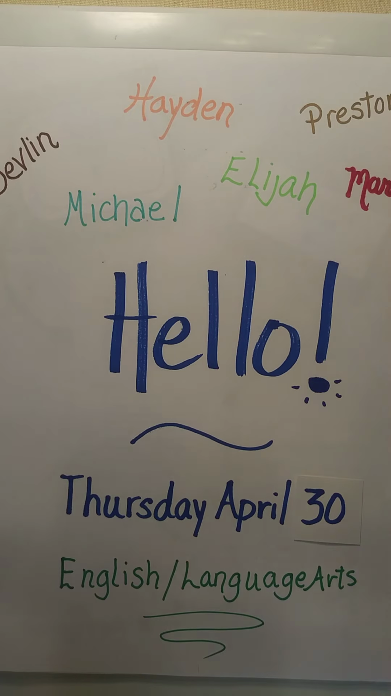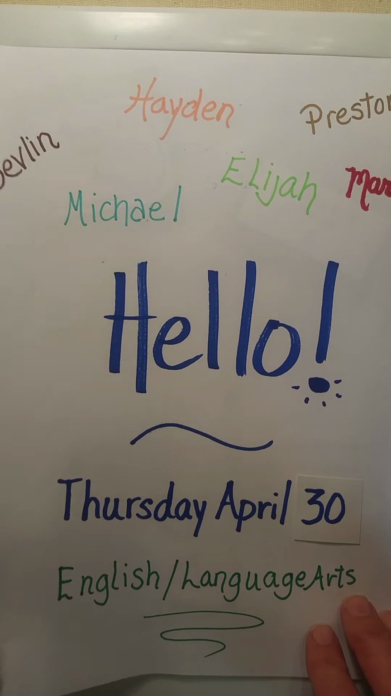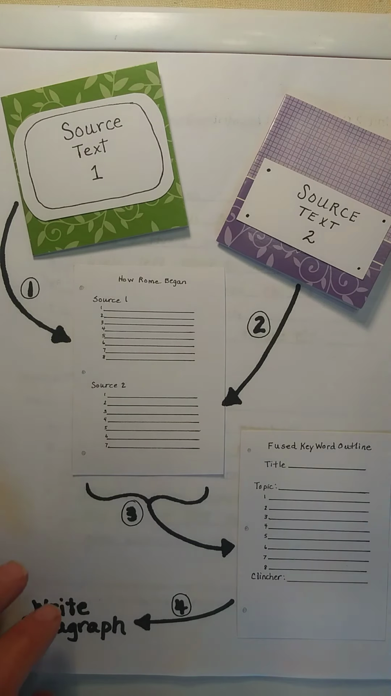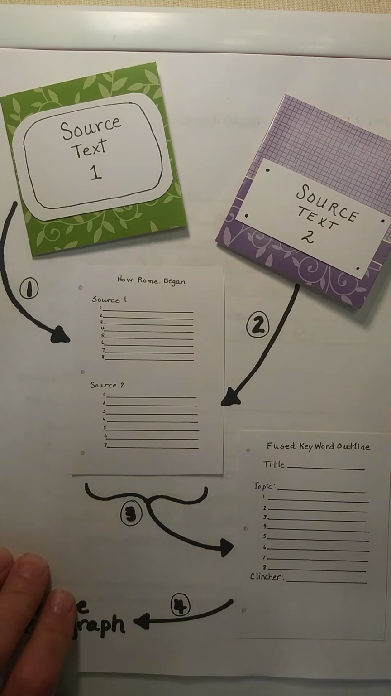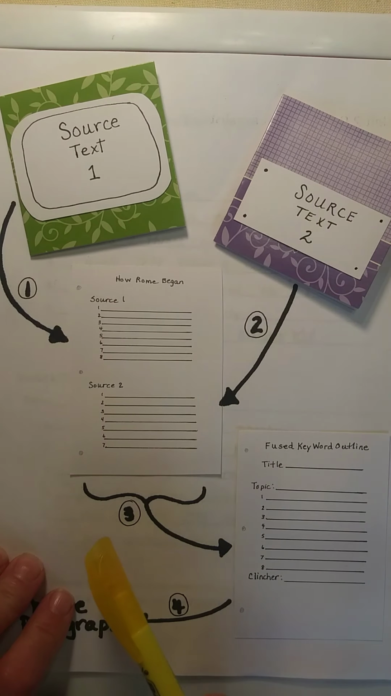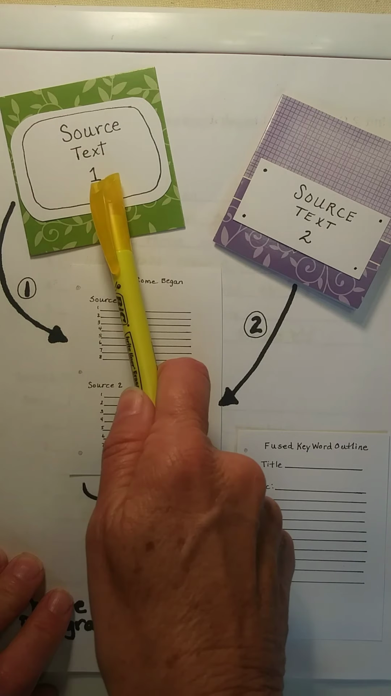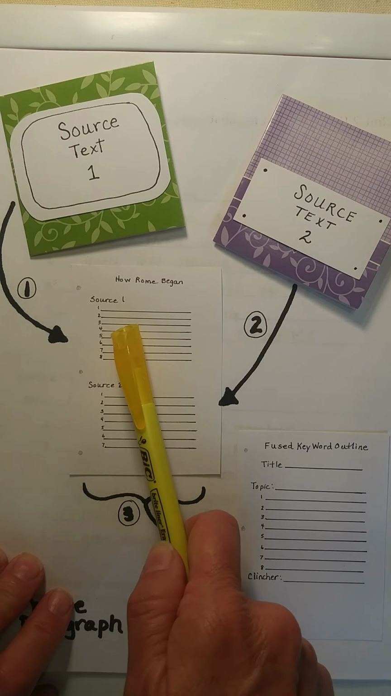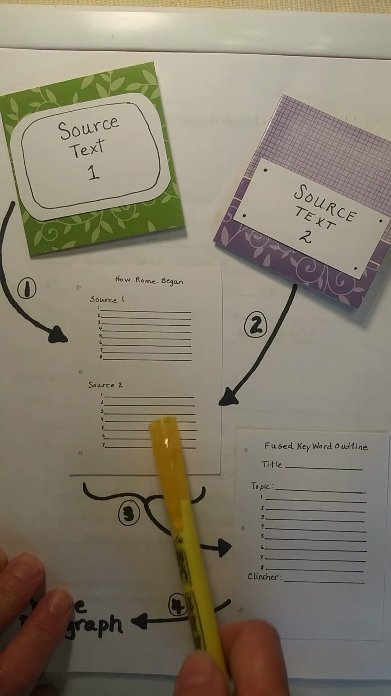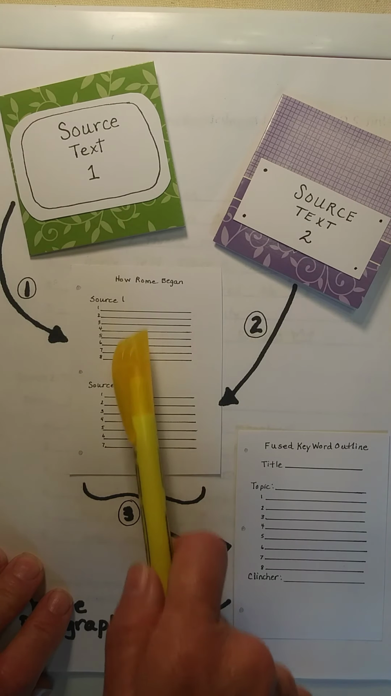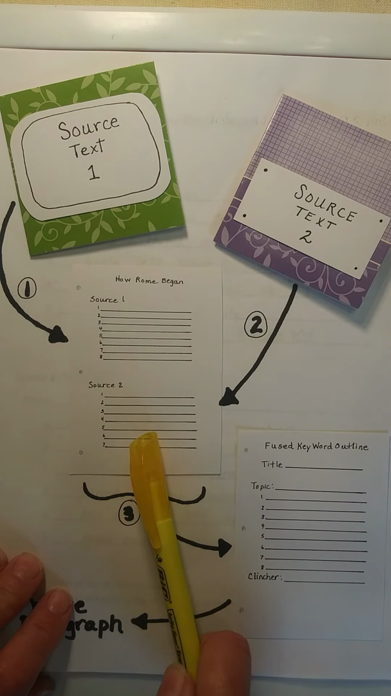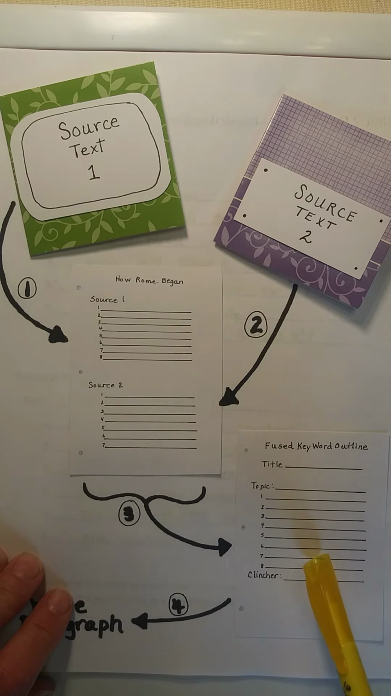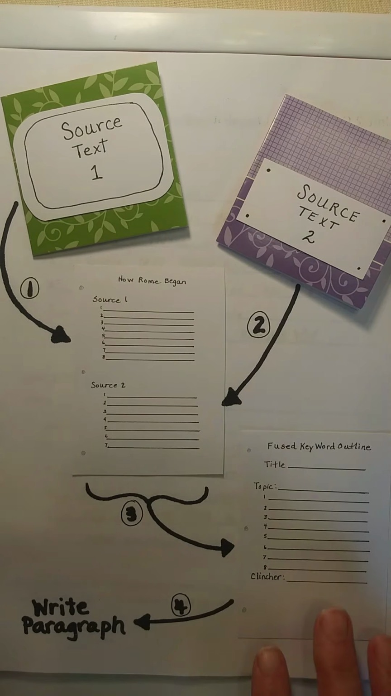And we're going to review what we talked about on Tuesday concerning creating your sourced text note outlines. Okay, I hope you got this finished. You took notes from your source text 1 about how Rome began, and then you took notes from your source text 2 about how Rome began. Today I'm going to show you how to take both of these groups of notes and pick and choose and create a fused keyword outline that we can use next week to write your paragraph about Rome.